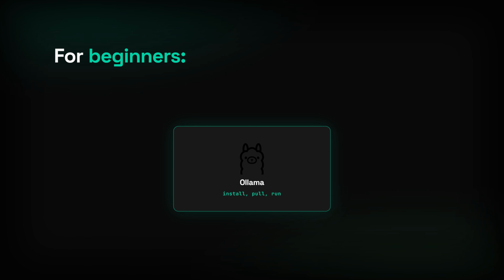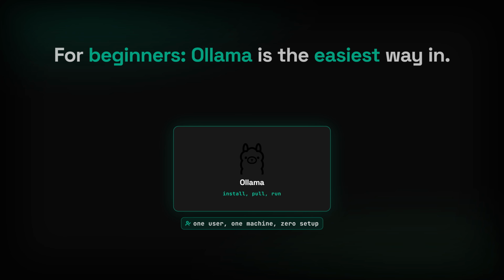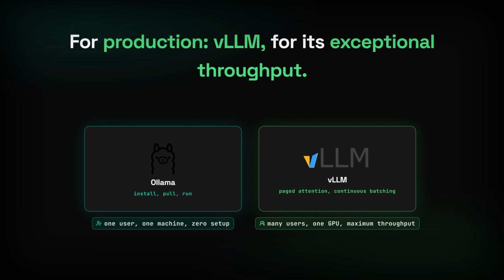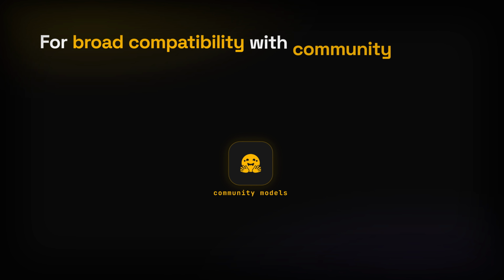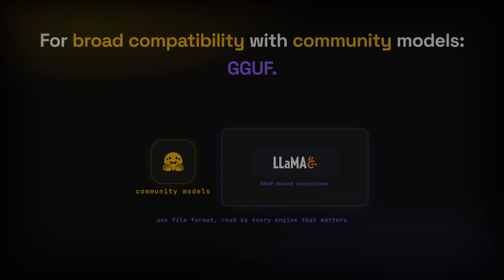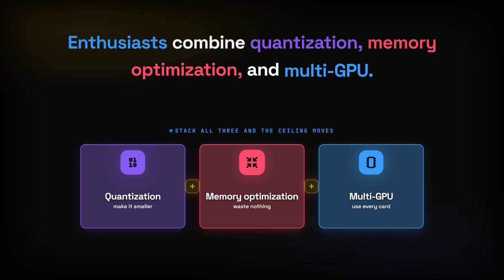For beginners seeking simplicity, Ollama provides one of the easiest entry points into local AI. Developers building production-grade AI services often prefer vLLM because of its exceptional throughput and efficient resource utilization. Users seeking broad compatibility with community-distributed models frequently choose GGUF-based ecosystems. Hardware enthusiasts interested in running increasingly capable models benefit from combining quantization, memory optimization, and multi-GPU inference.